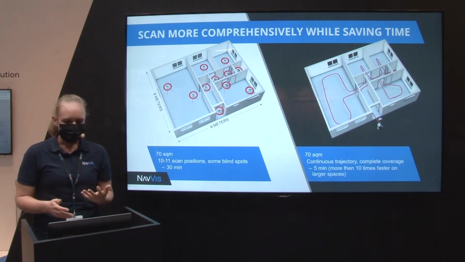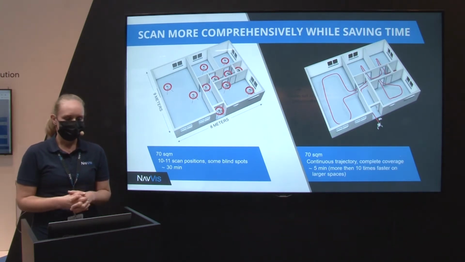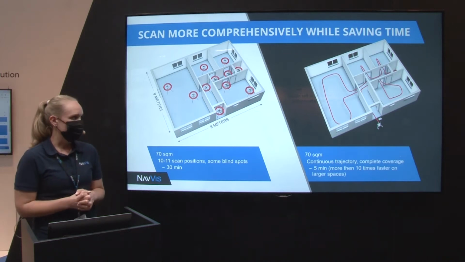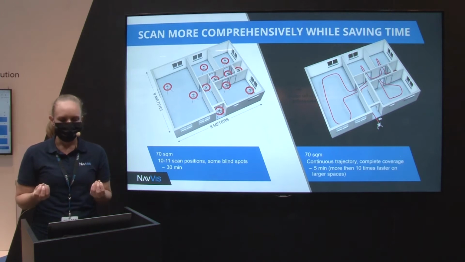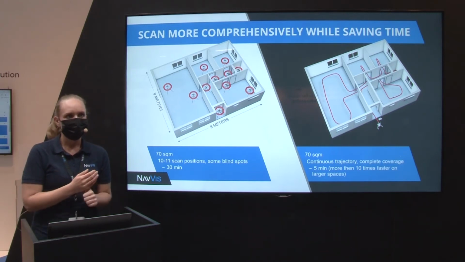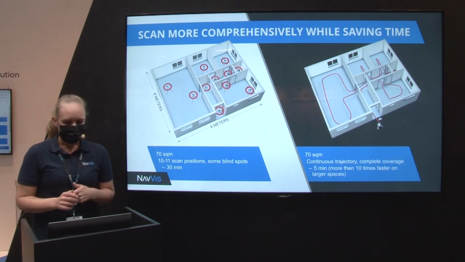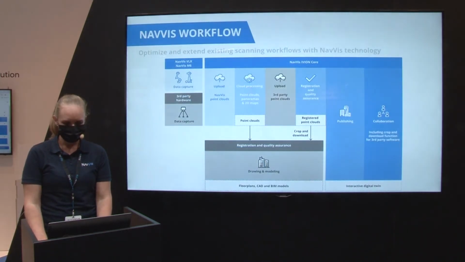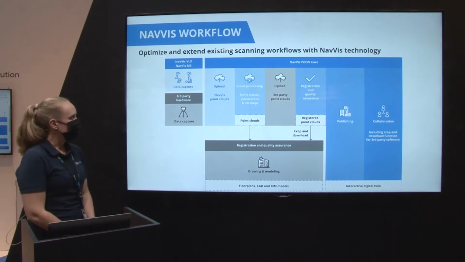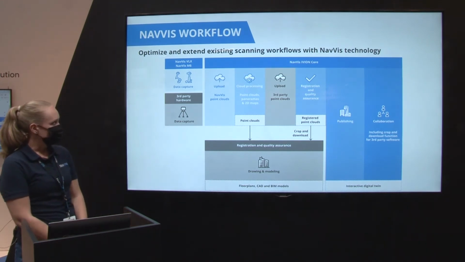But now the question is, we don't just want to talk against terrestrial laser scanning, of course. We also want to show you how you can combine these two worlds, fast scanning with mobile mapping systems and also scanning with terrestrial laser scanners. And that's why I want to show you the NavVis workflow here.